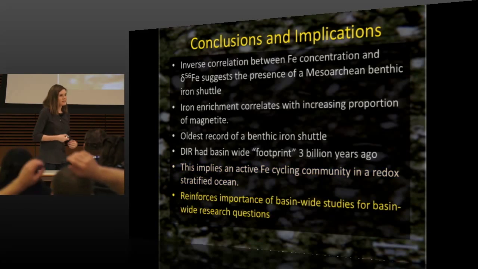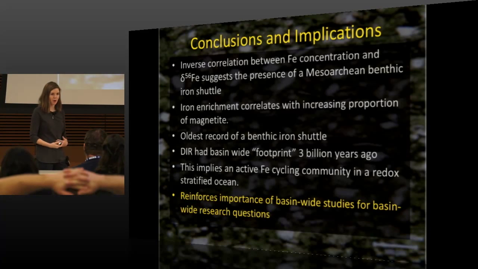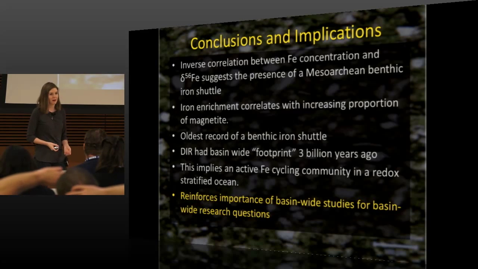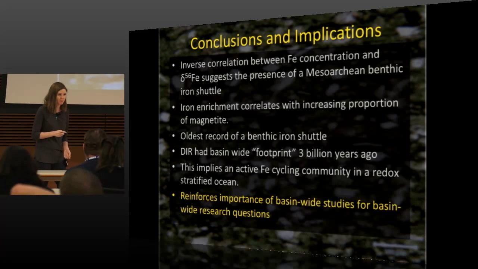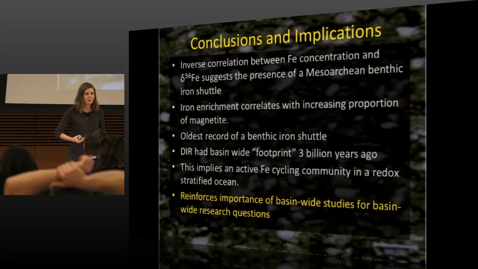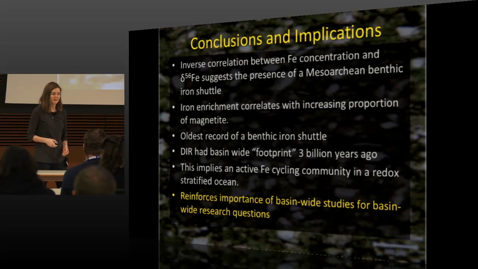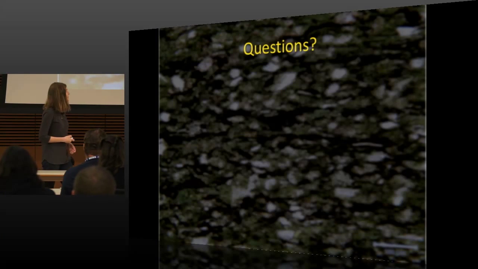And lastly, I think this emphasizes the importance of using basin-wide samples to address basin-wide research questions. Because if I had only sampled the proximal part of the basin, I would just see heavy iron isotope values and think maybe some iron was oxidized. If I only sampled the distal part of the basin, I would just see negative iron isotope values and think there's DIR there, and that would be the end of the story. It was only with the complete basin that I was able to piece together a model of a Mesoarchean iron shuttle. So with that, are there any questions?